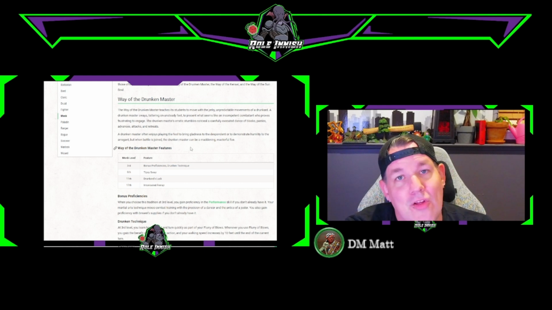Next up, we're going to be looking at what comes from Xanathar's Guide to Everything in terms of the subclass options for the Paladin class.